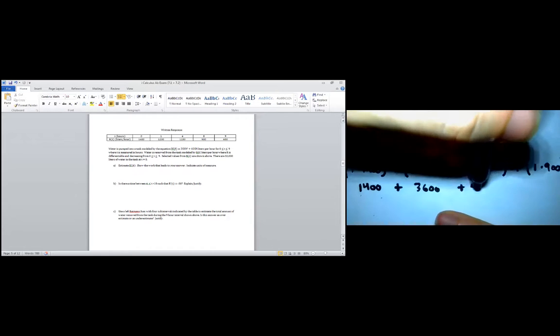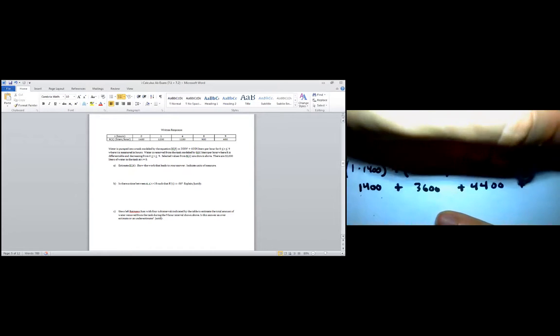So that's 1400, 3600, 4400, 900. What do we get if we add all of that together? That fits together, right? I'm getting 10,300. Anybody else?